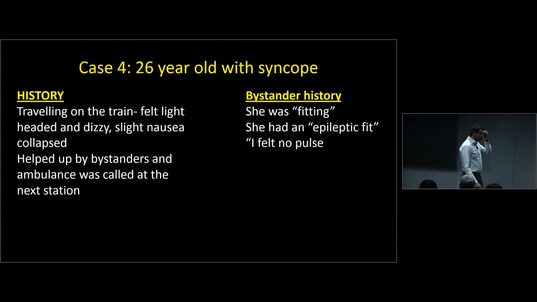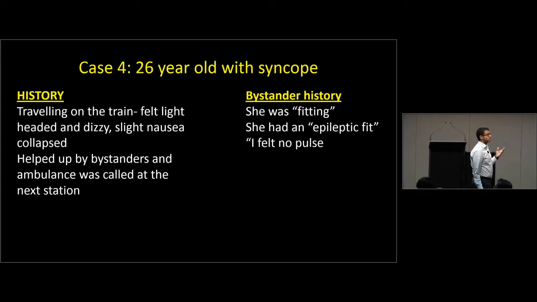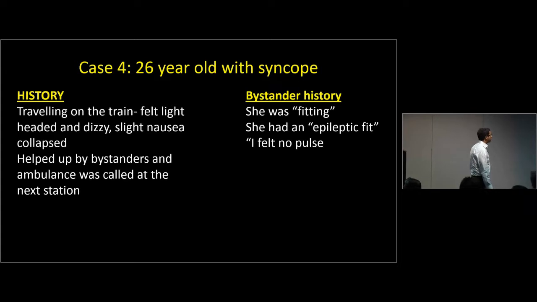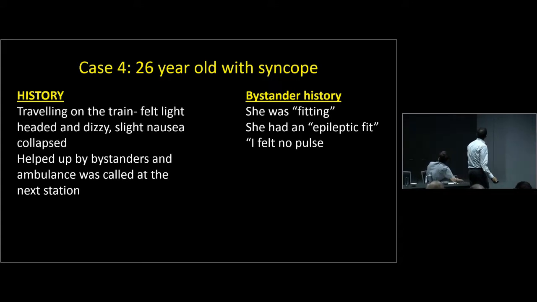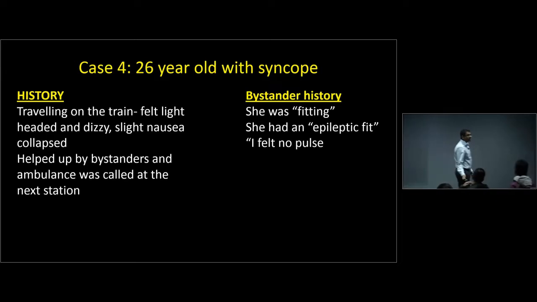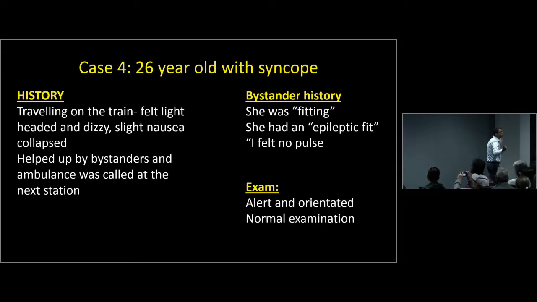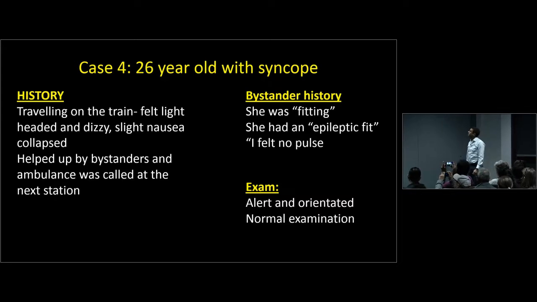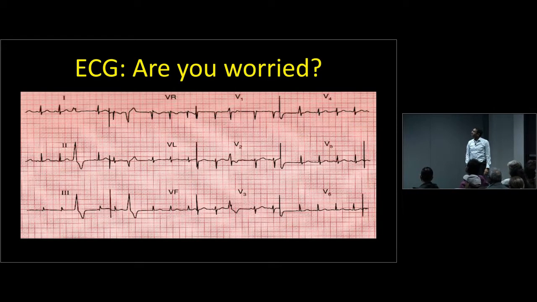And on the ambulance note and from the bystander history, there are comments that when she hit the deck at the platform or whatever it was, she was getting these fitting and jerking movements, and somebody thought she'd had a seizure for sure. And there were comments about not really feeling a pulse at the time. But she's basically going, I want to go home, I feel perfectly fit and well, I'm sure I just had a faint. She's alert, she's orientated, normal examination, and that's her 12 lead.